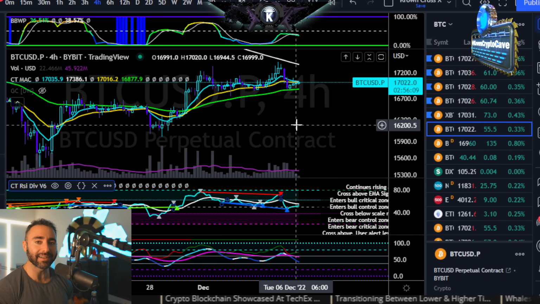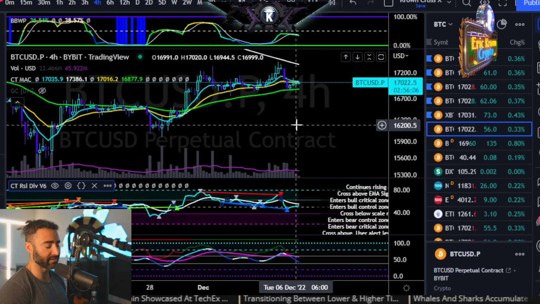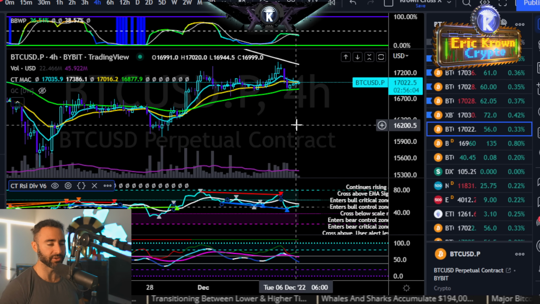If Bitcoin is going to come down and make new lows alongside basically all markets, again, it's probably most likely to happen in Q2 of 2023.